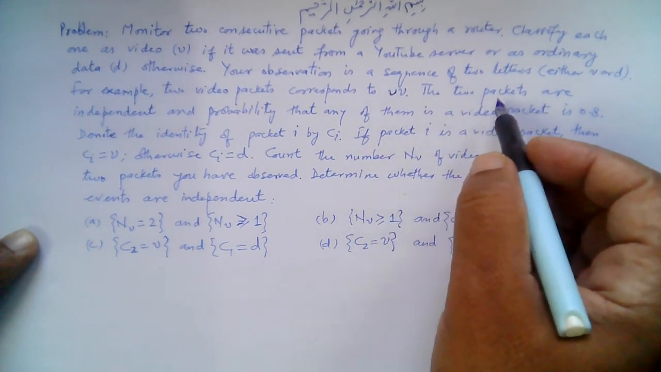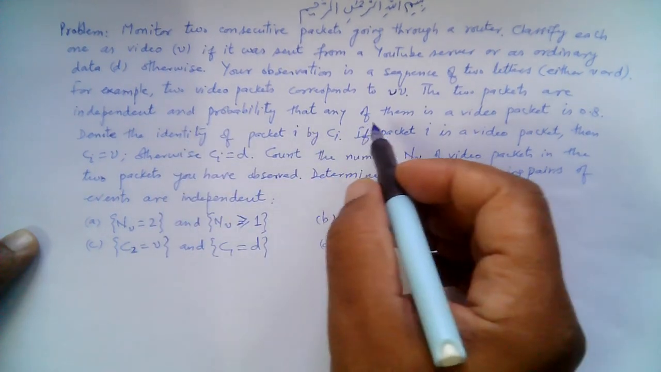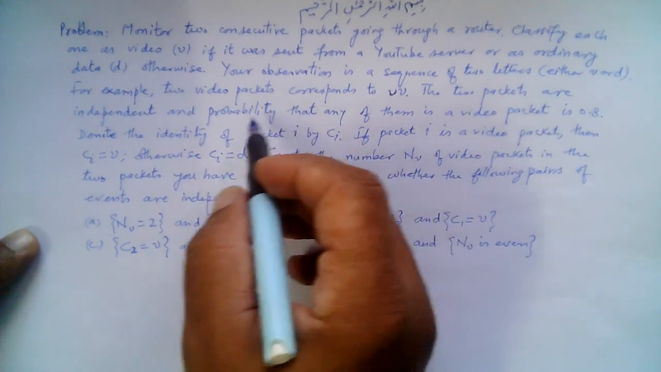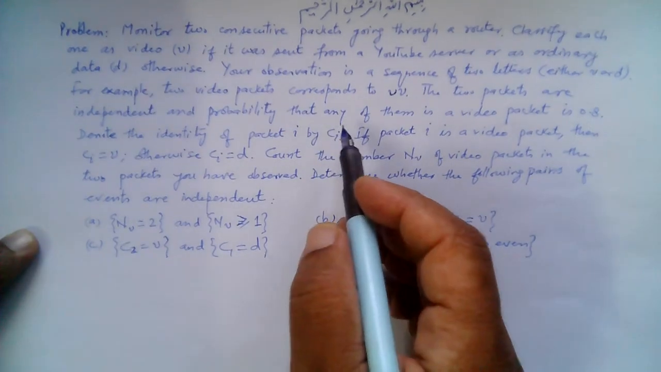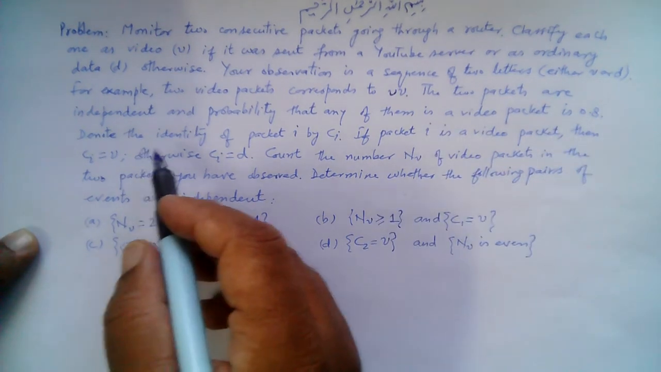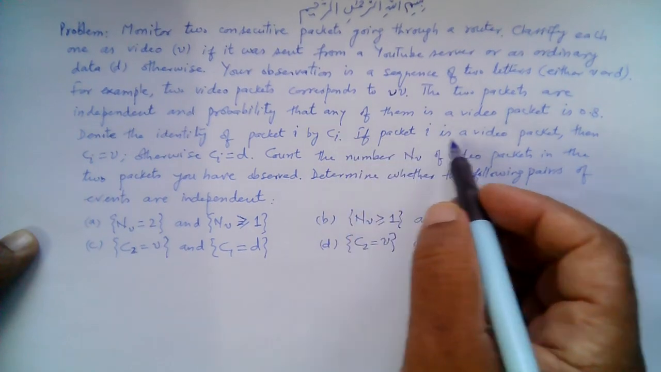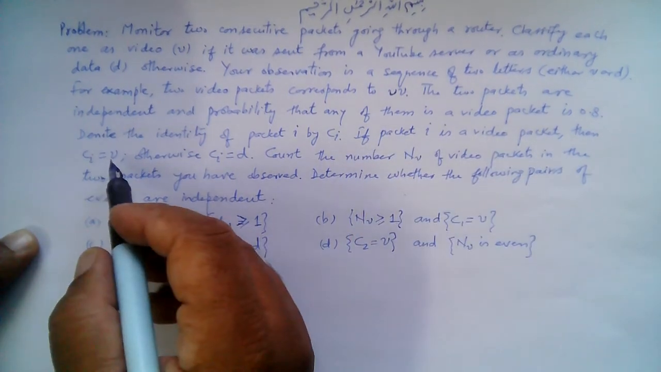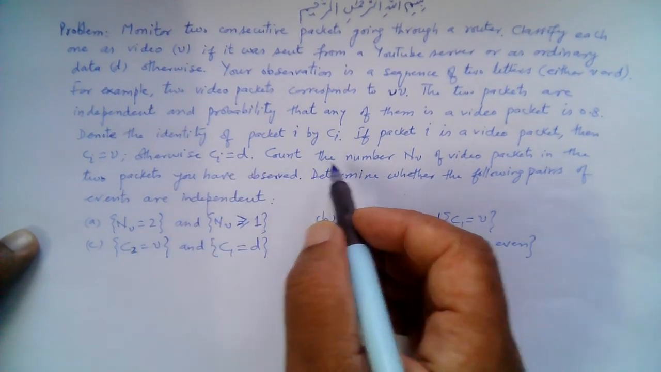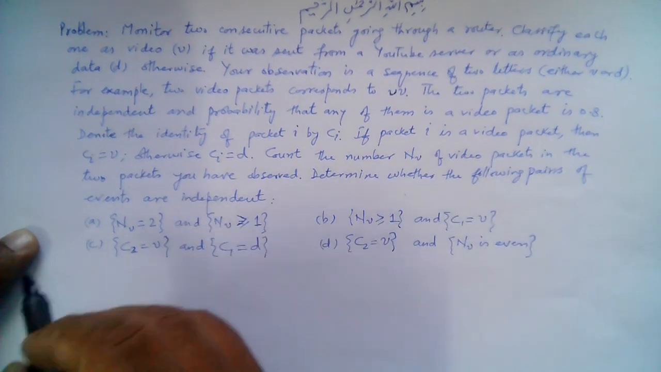The two packets are independent, and the probability that any of them is a video packet is 0.8. So the two packets are independent, right? And the probability that any one of them is a video packet is 0.8. Denote the identity of packet I by CI. If packet I is a video packet, then CI is equal to V. Otherwise, it should be a data packet, and then CI is equal to D. Count the number NV of video packets in the two packets you have observed.